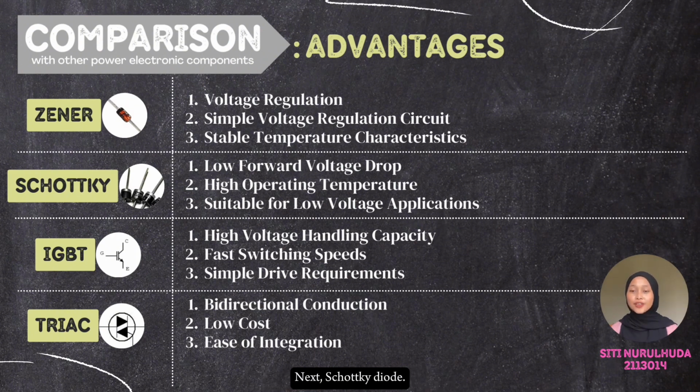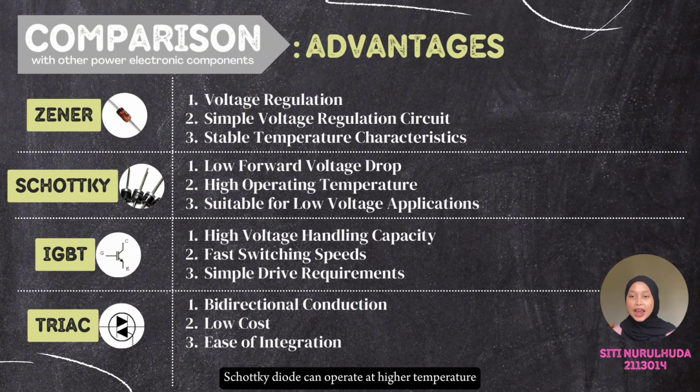Next, Schottky diode. The first advantage of Schottky diode is low forward voltage drop. This characteristic leads to reduced power losses and increased efficiency in electronic circuits. Second, high operating temperature. Schottky diodes can operate at higher temperatures without significant degradation of performance. Third, suitable for low voltage applications. Schottky diodes are well suited, especially where a low forward voltage drop is critical for efficient operation.